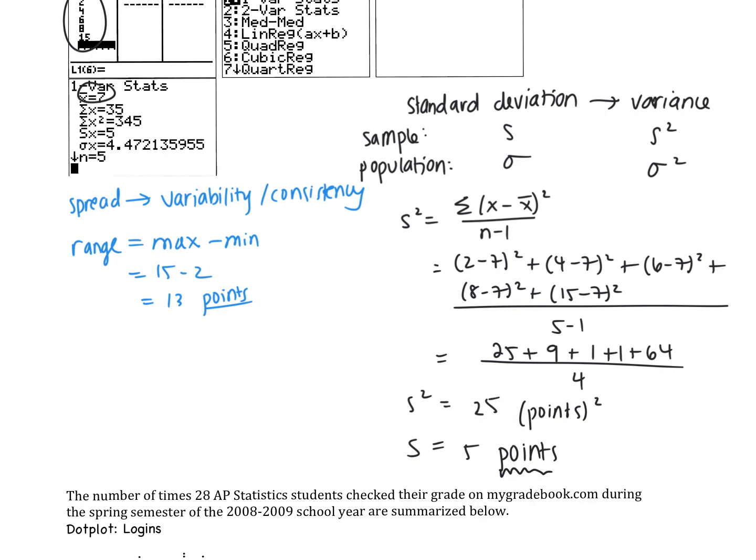You do need to be able to interpret this. This is the typical deviation from the mean. So if we were to measure how far every observation is from the mean, this would be about the average. It's not exactly that, but it's about.